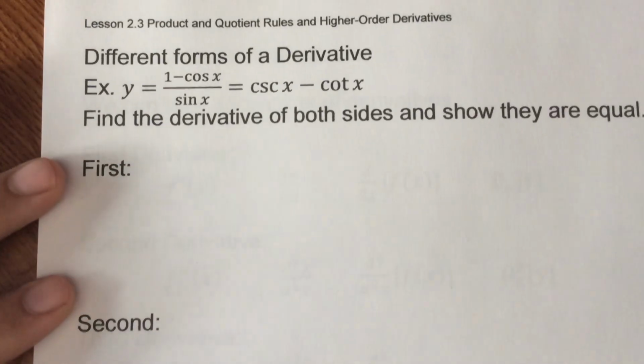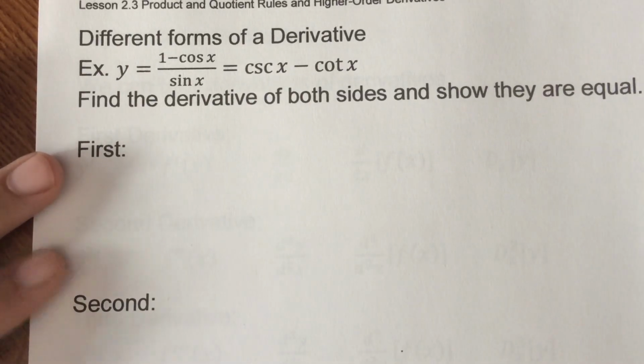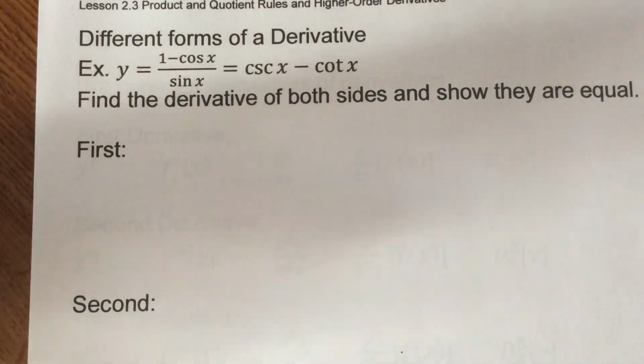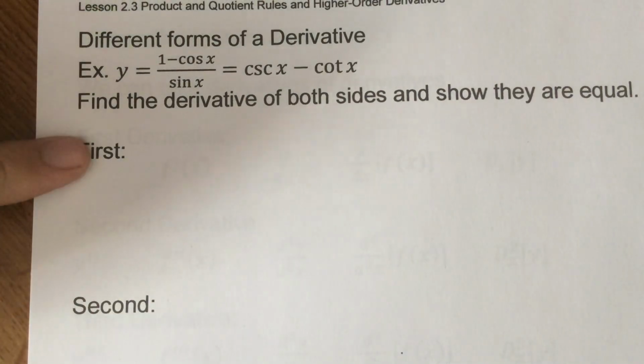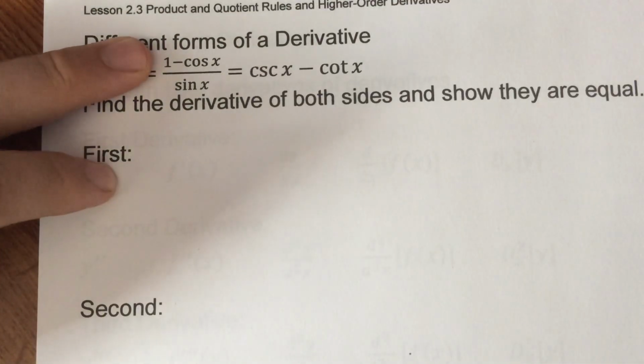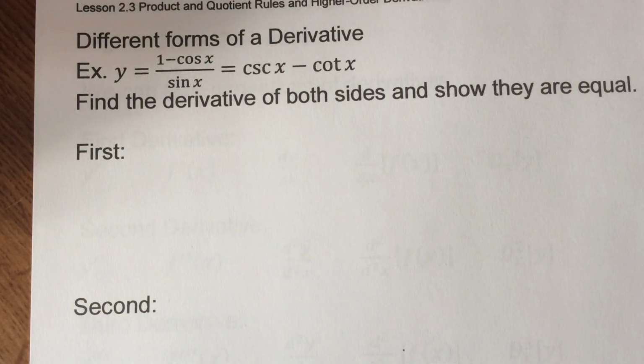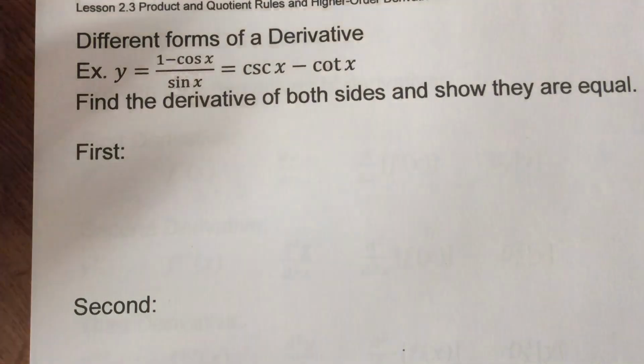Now, sometimes you can get different forms of a derivative. So what we're going to end up doing here is find the derivative of each side, and we're going to show that they're both going to be the same thing in the end. So 1 minus cosine x over sine x. Now, we have a fraction there, so two functions divided, quotient rule.